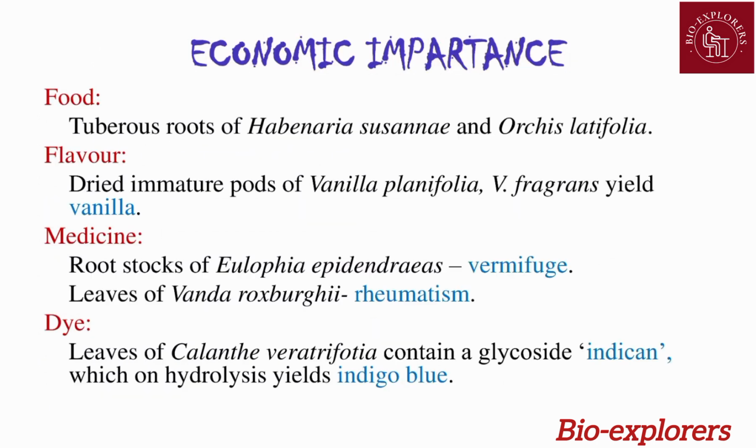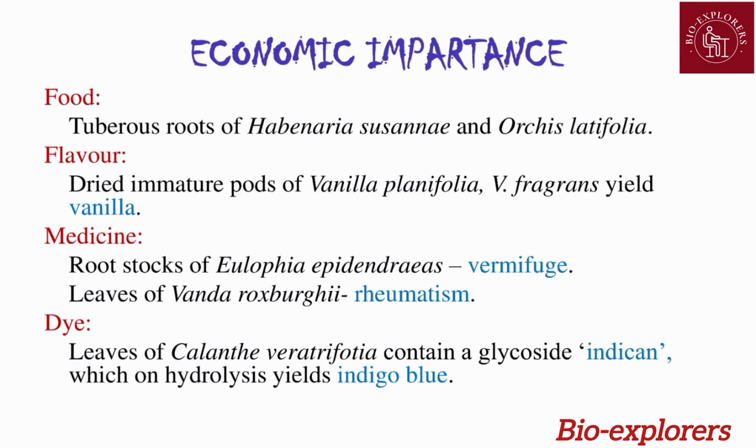Now we pass on to the economic importance of the Orchidaceae members. Generally, the plants are used for food, flavor, medicine and dye. For example, Habenaria and Orchis latifolia are used for food purposes. The dried immature pods of Vanilla planifolia and Vanilla fragrans are used to yield vanilla flavor, which is an essential flavor for making foods, especially ice creams.